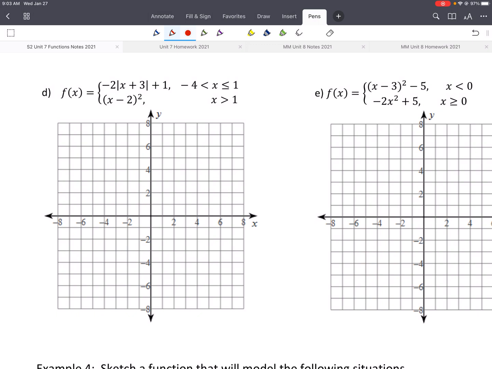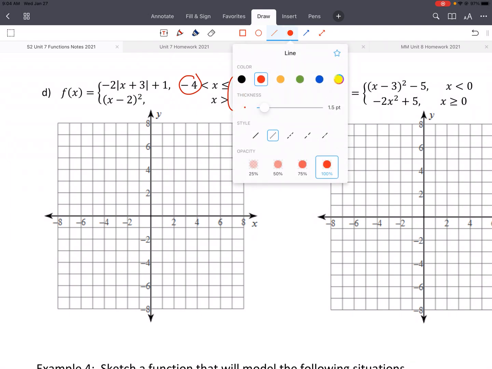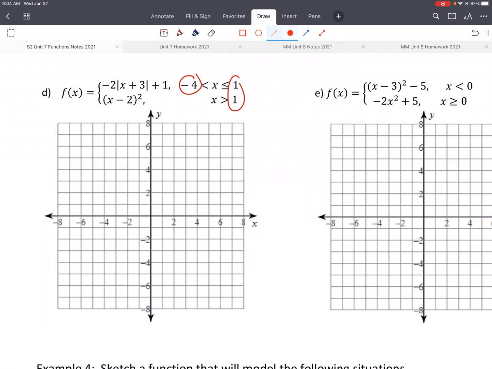Okay, so here we need to write down our domain lines. It's basically just your numbers that are on your right side. So here we have one at -4. So I'm going to do my dotted line thing here, it's a little easier. So here at -4. And then we also have one at 1.